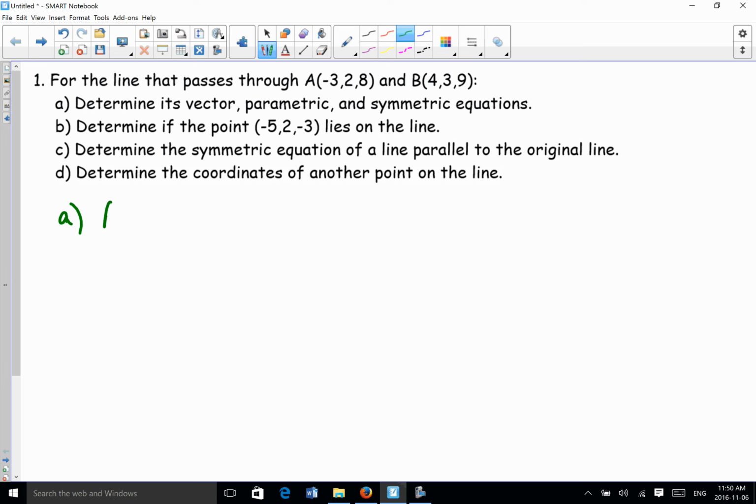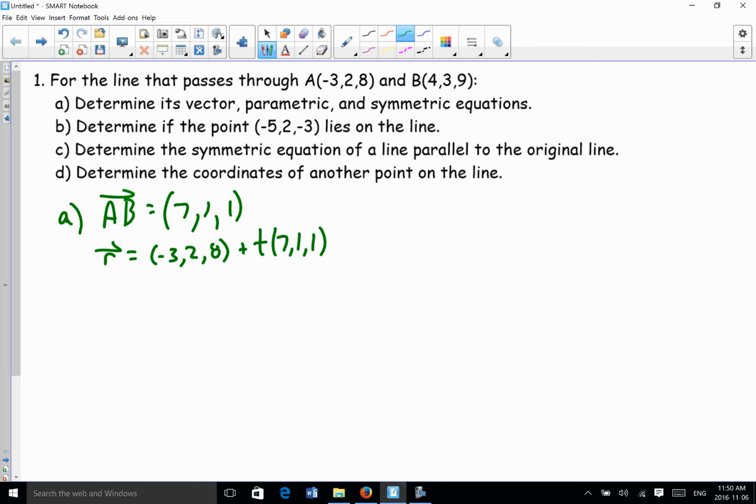So we use our vector subtraction, B minus A. And you could also do BA if you so choose, nothing wrong with doing that. So we got 7, 1, 1. So our vector equation would be r equals a point, you pick, A or B, your choice, (-3, 2, 8), plus our parameter t times (7, 1, 1).